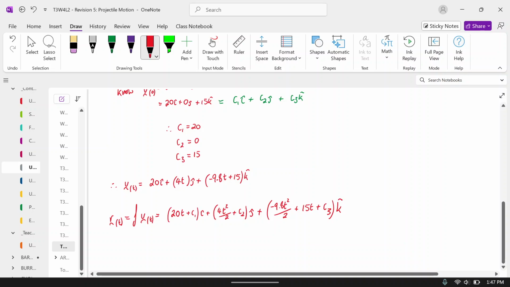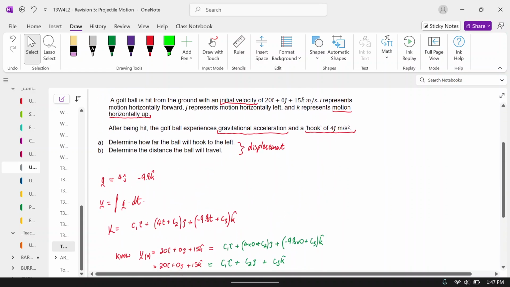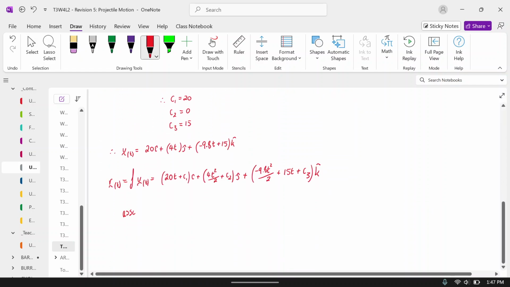Alright. Again, I want to think about what are my initial conditions. How can I get this c1, c2, c3? It doesn't tell me anything at all about initial position other than it's hit from the ground. So I can make a bunch of assumptions here. I'm just going to assume that it starts at 0, 0, 0. I'm allowed to do that. So assume the initial position is 0, 0, 0. This would mean that c1 equals c2 equals c3 equals 0. They're all going to be 0.